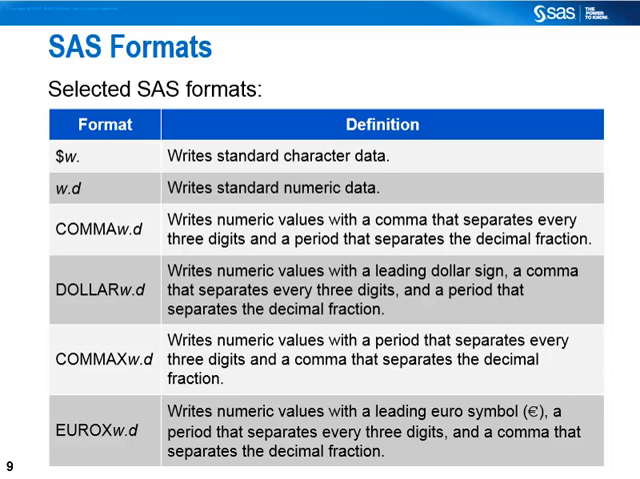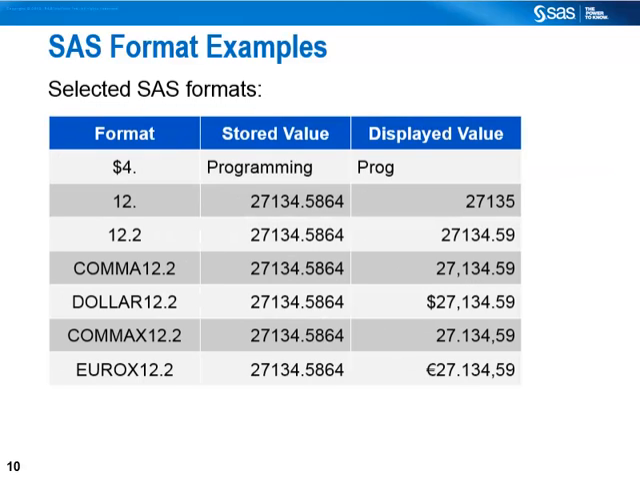COMMAXW period D writes numeric values with a period that separates every three digits and a comma that separates the decimal fraction. EUROXW.D writes numeric values with a leading euro symbol, a period that separates every three digits, and a comma that separates the decimal fraction. So the formats with X here are in the European format. SAS format examples. $4 period. Programming. Stored value.